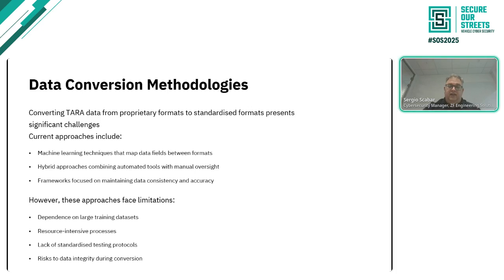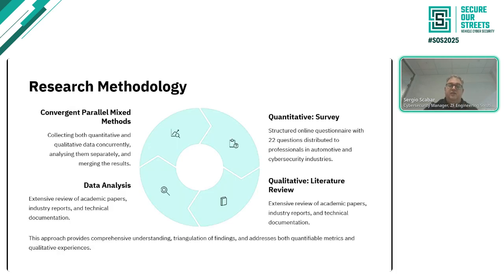And for my research methodology, I have used a convergent parallel mixed methods design. That means that I collected both quantitative and qualitative data at the same time, analyzing them separately, and finally merging the results. The quantitative data came from a structured online questionnaire with 22 questions distributed to professionals in the automotive and cybersecurity industries. And this was done last year, in October and November.